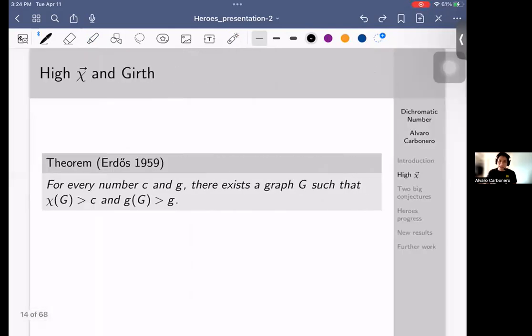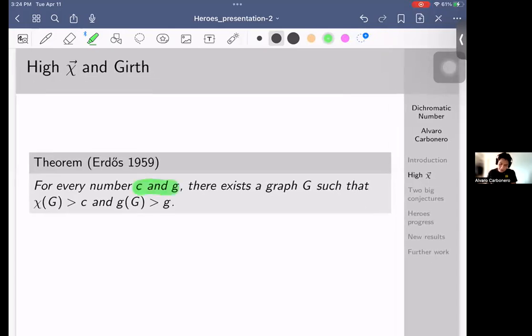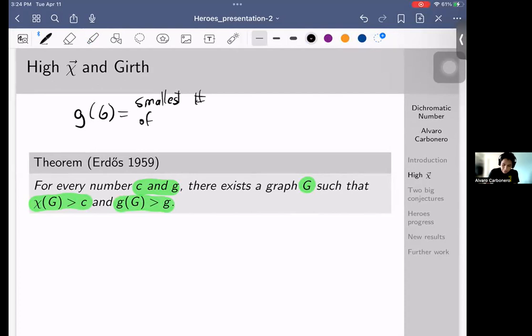But let's go beyond this. I think one of my favorite theorems of graph theory is this result by Erdős in 1959, who famously, by using the probabilistic method, proved that for every c and g, there exists a graph G. In here, we are talking about undirected graphs, a normal graph G, such that the chromatic number of G is at least c, and the girth of G is more than g, where, by the way, girth is the smallest number of edges in a cycle. So of all the cycles in G, we gather the smallest one in relation to the number of edges, or number of vertices if you prefer.